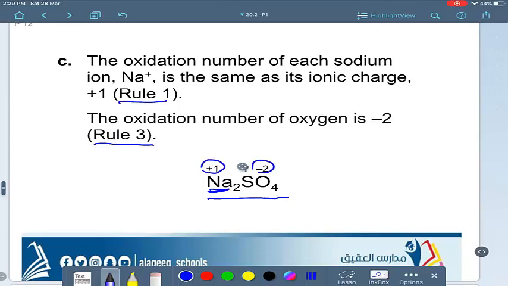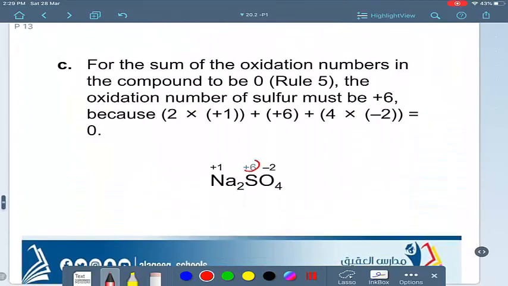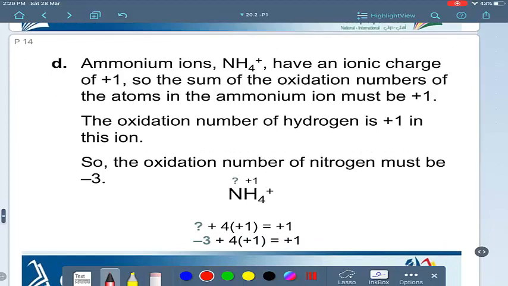Also, we have the rule that the overall charge of the compound is 0. So Na +1 times 2 means +2, and -2 times 4 means -8, the overall charge of oxygen here. So what you have to make for sulfur to make the overall charge 0 is +6. So +6 is the answer for sulfur after applying all the rules we have.